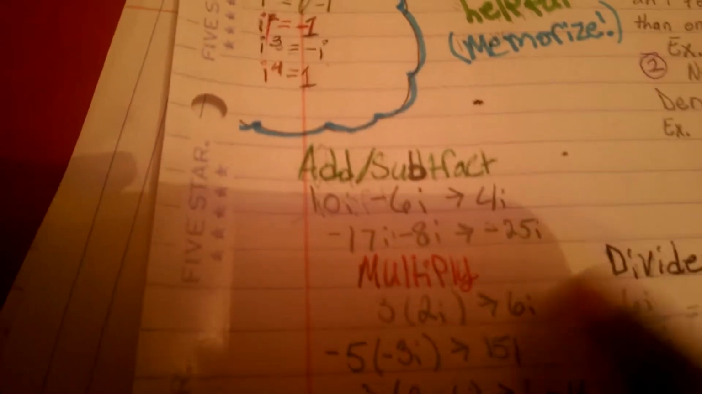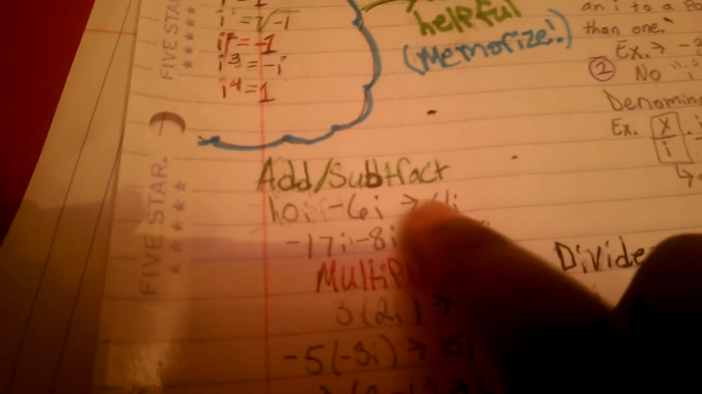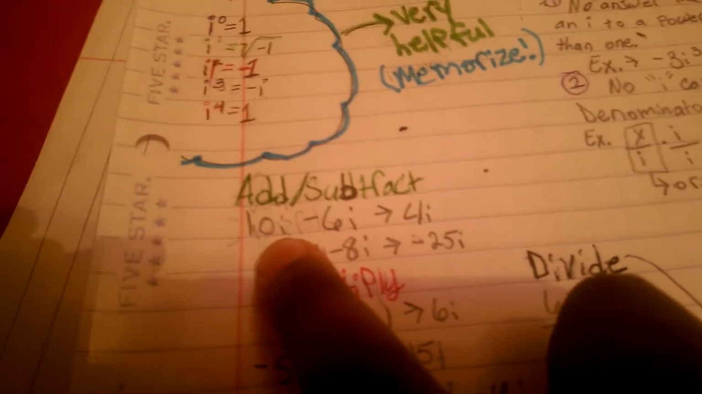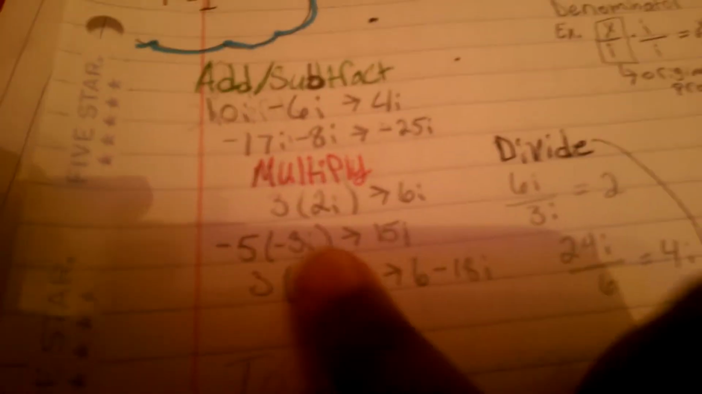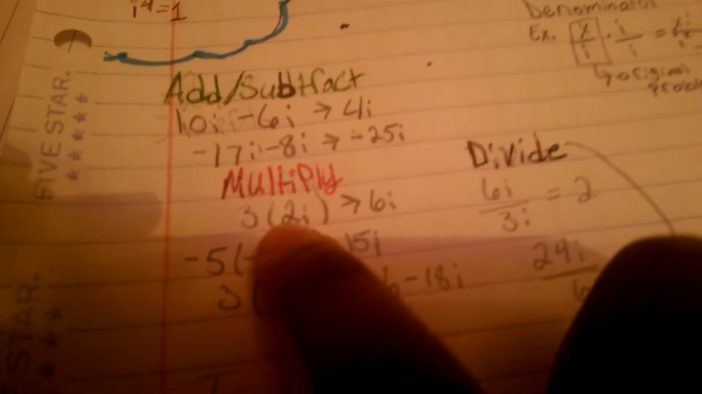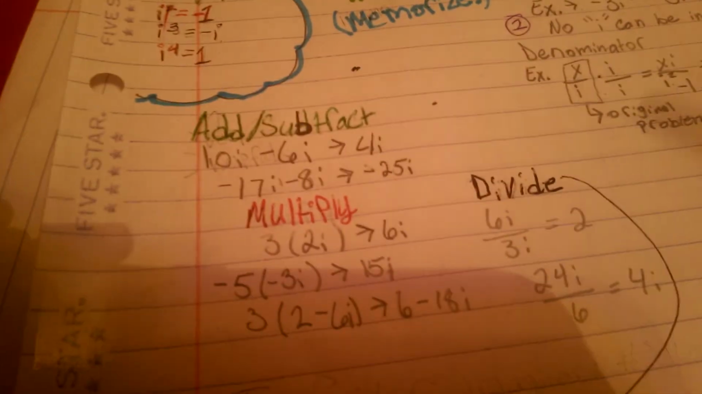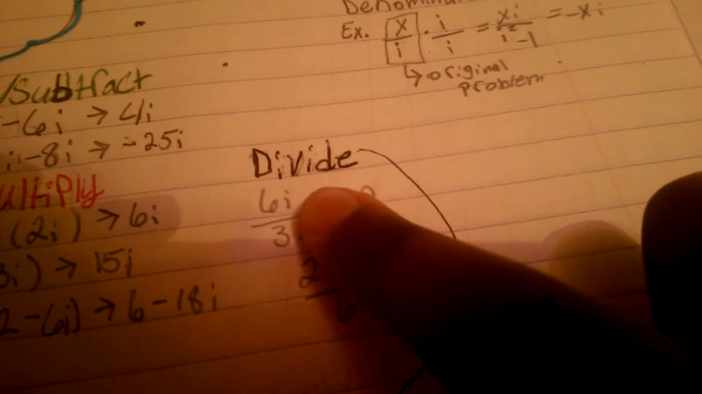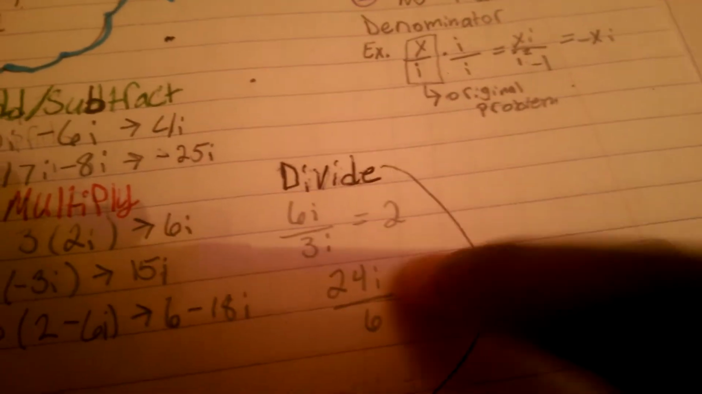Okay, so for adding and subtracting, for these examples, it would just be regular adding and subtracting. It's going to get more complex as we go, but this is the basic, like 10i minus 6i and 4i. For multiplication, you would just do regular multiplication, and it will get more complex as we go. And dividing here, you would just divide regularly, and yes, we all have been through kindergarten, Sidnie.